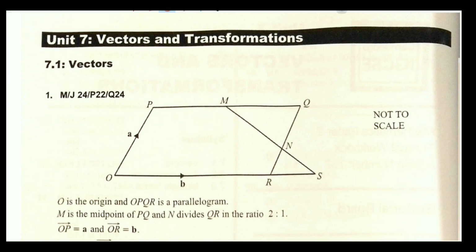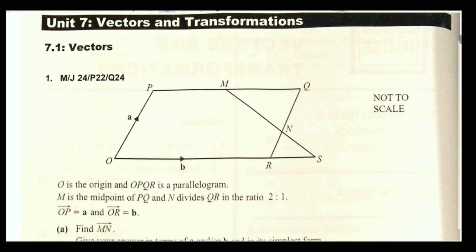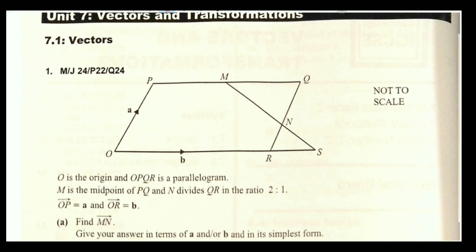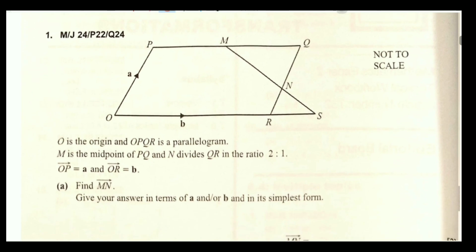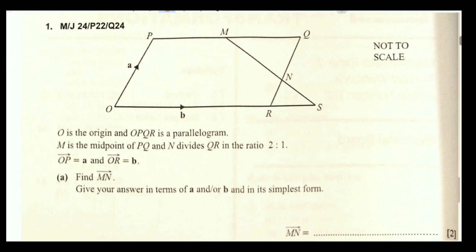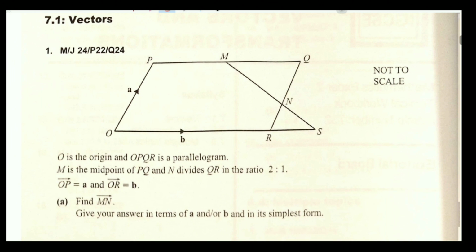So let's start. This is the latest question of last year. O is the origin and OPQR is a parallelogram. M is the midpoint of PQ and N divides QR in the ratio 2:1. M is the midpoint of PQ.